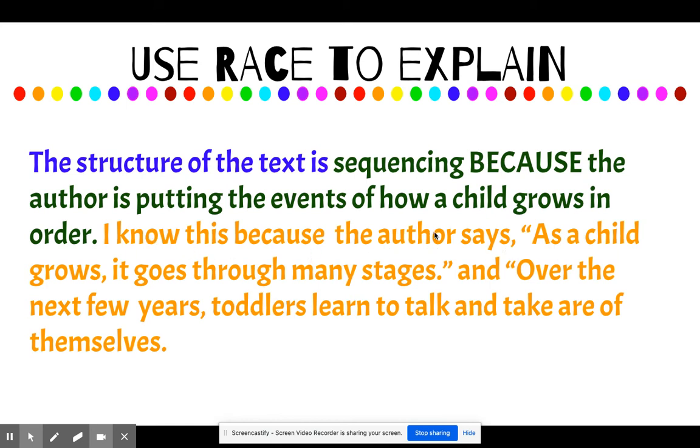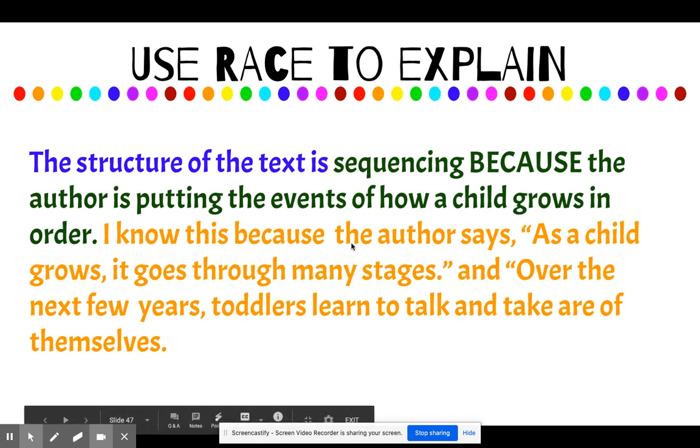Usually we have in the text it says here, but I had a kiddo ask me if they could say this, and I said, sure. So I wanted to put it in here and show you how it looked. I know this because the author says, as a child grows, it goes through many stages. And over the next few years, toddlers learn to talk and take care of themselves. All of this shows that they go through many stages. I gave you a signal word, over the next few years.